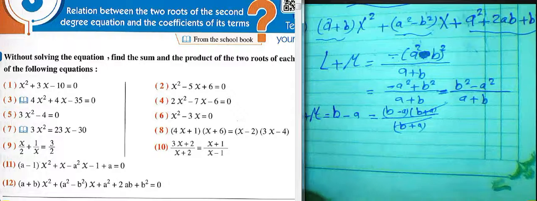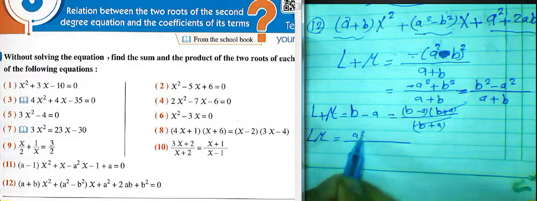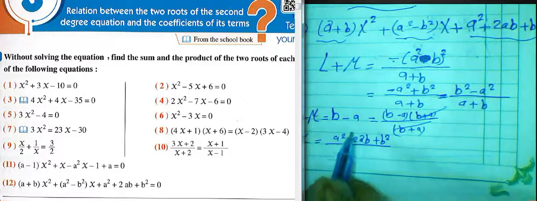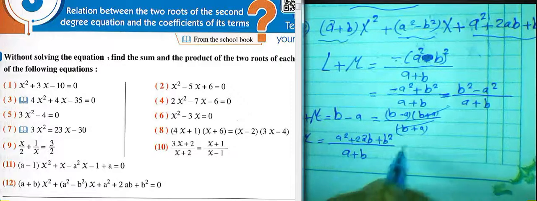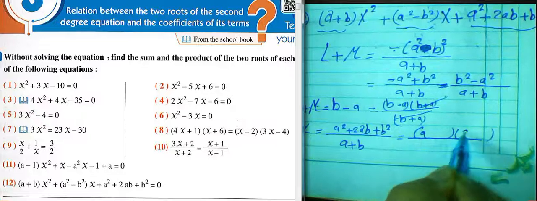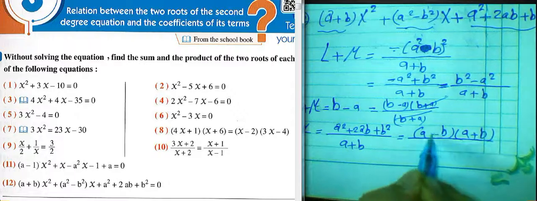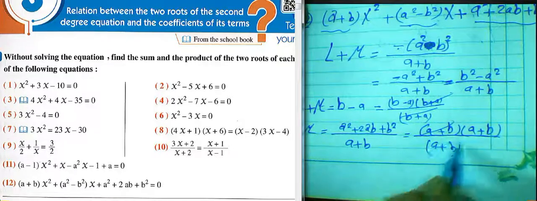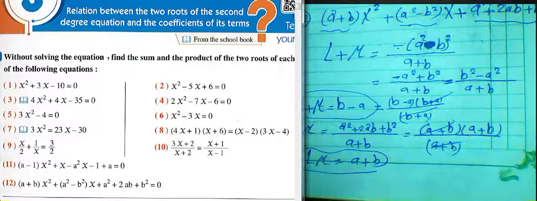And look with me, L times M, the product of the two roots. We can find the coefficient: a² + 2ab + b² over a + b, the coefficient of x² being a + b. We can simplify this by factorizing. We have two numbers whose product is a² and b²; it's a perfect square, (a + b)². We cancel that, so L times M equals a + b. So we find the sum and the product of the two roots.